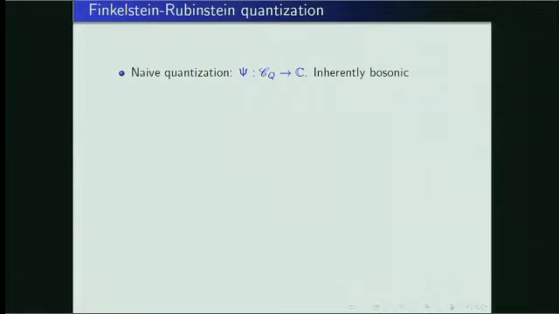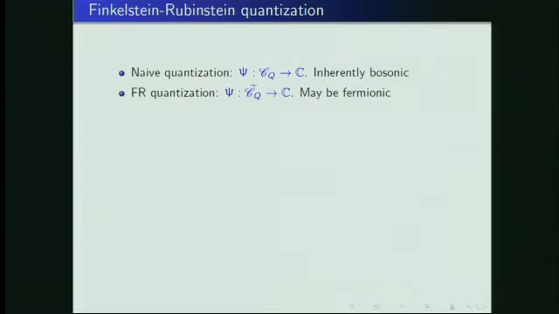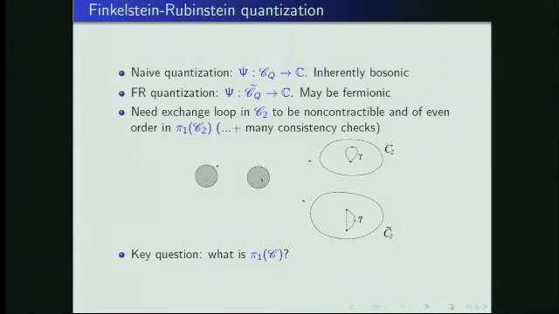Now, in this situation, that's inherently bosonic, because if you've got a Hopfion here and a Hopfion here, and you exchange them, you get precisely the same field configuration back. You're back at exactly the same point in CQ. So there's no way that the wave function can change sign when you do that. On the other hand, Finkelstein and Rubinstein realized if you have non-trivial topology, you could, instead of thinking of your wave function as being on the configuration space, think of it as being on the universal cover of the configuration space.